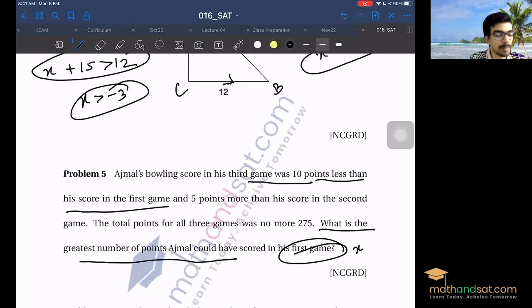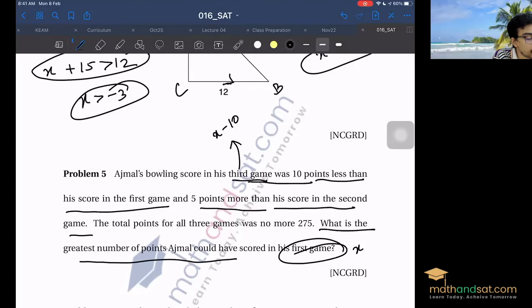The points in the first game is chosen as x. Now in the third game, what happens? The third game points were 10 points less than his score in the first game. So in the third game, he has x minus 10. Now, what about the second game? The third game was 5 points more than his score in the second game. So what do we do here?